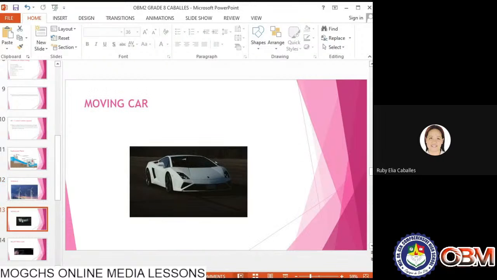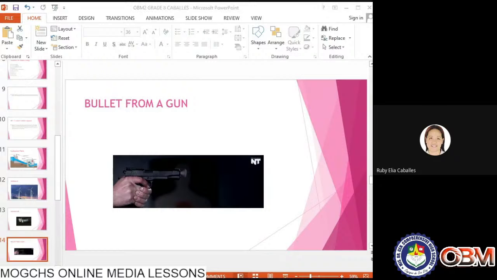The next one is very popular to us. We have moving cars that possess some amount of kinetic energy. This is because they have some mass and velocity. Then, wow, this one. Bullet from a gun. A bullet fired from a gun has very high kinetic energy, and so it can easily penetrate any object. Why? This is because of a large amount of velocity possessed by the bullet. Although the mass of the bullet is less, its high speed renders double the amount of kinetic energy.